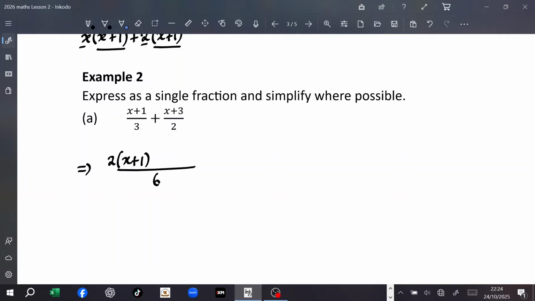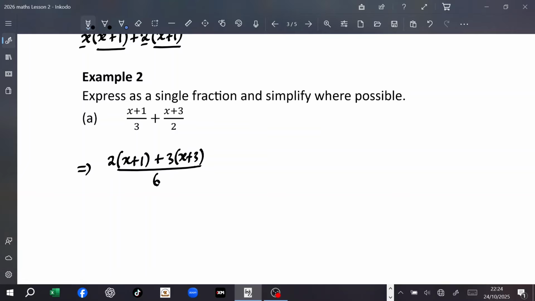Then I'll put this plus here. So that plus has gone there. Then I'll say again 2 into 6, 3. 3 times that term here. So I'll say 3, open brackets, x plus 3, close brackets. Okay, so I'm done. So now we have one fraction.